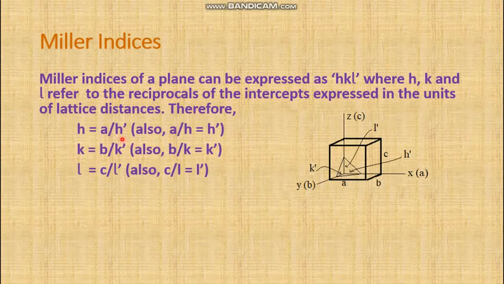Okay, if the Weiss index is H prime by A, then in the Miller indices it is A by H prime. Suppose this distance is half, it now becomes A by half into A, that means 2. Suppose this is 1/3 distance, that means B divided by 1/3 into B, that means 3. Suppose this is also half distance, so it should be C by half into C, that means 2. That means the overall Miller indices of this plane should be 2, 3, 2. Okay.